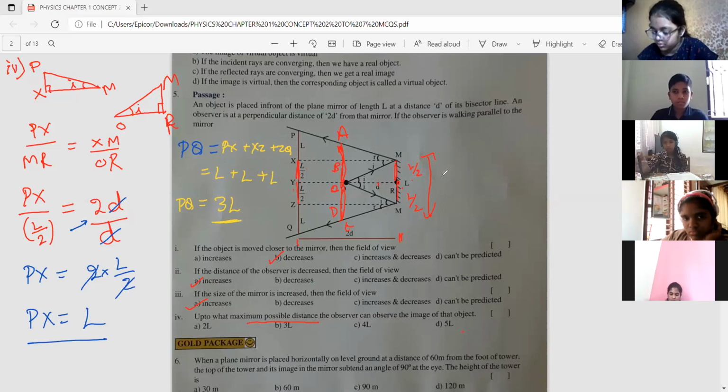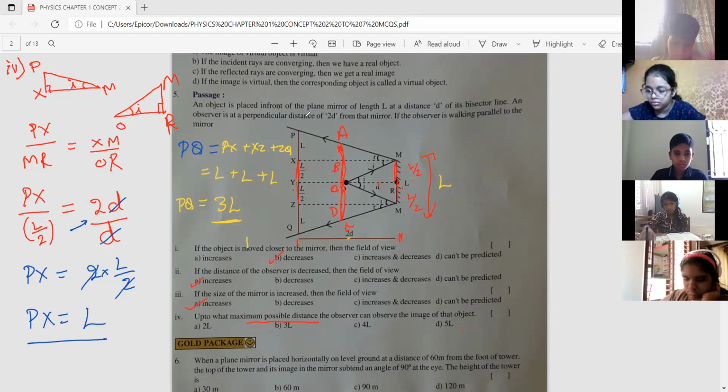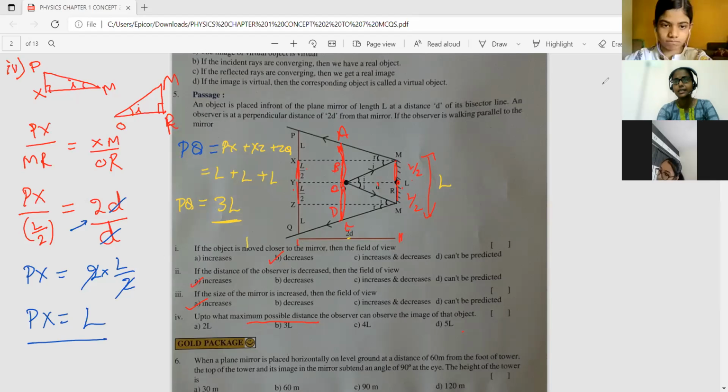If the length of the mirror is L, the person can see up to 3 times the length of the mirror when the person is at a distance of 2 times the distance from the object. If he is at a distance of the object only, he can see only 2L. So like that we can calculate later, but for your calculation only, when the person is at a distance of 2D, we can calculate.